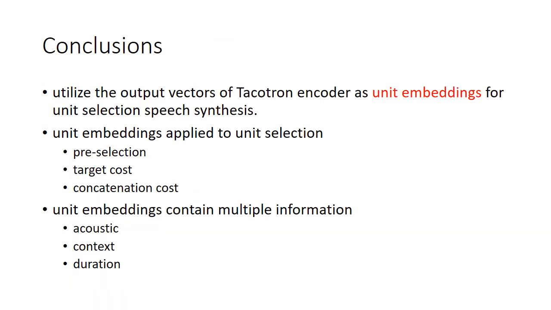So this paper proposes to utilize the output vectors of Tacotron encoder as unit embeddings for unit selection speech synthesis. The learned unit embeddings are first applied to unit preselection, touch cost calculation, and concatenation cost calculation. Subjective evaluation results demonstrate the effectiveness of the proposed method and show that the unit embeddings extracted from Tacotron contain acoustic, duration, and context information of phone units.